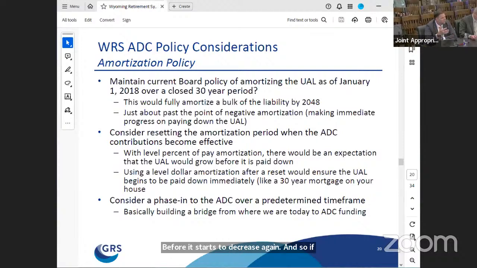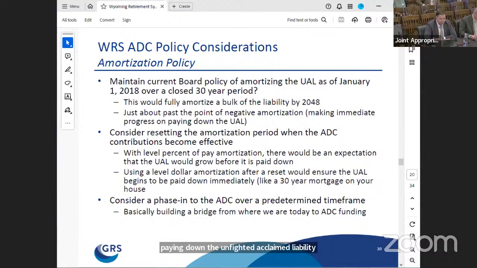And so if there is any consideration of resetting this period, I would advise that we use a level dollar approach, similar to the way we would pay off our home mortgages, where that very first payment is enough to cover interest on your principal. And that very first payment is starting to make some progress on paying down the unfunded accrued liability.